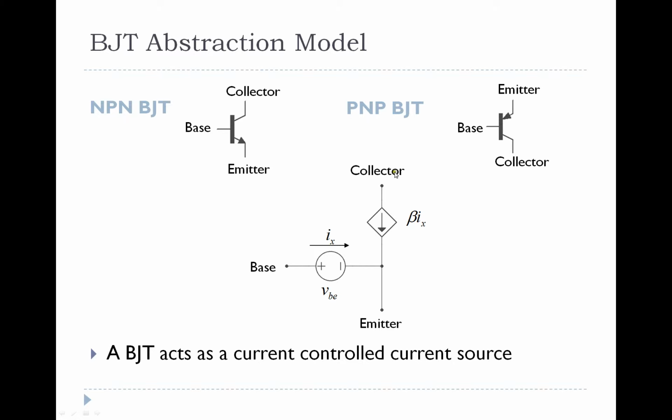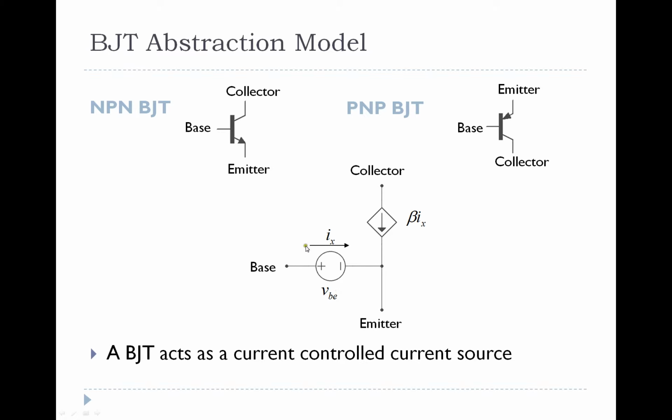Now, the way that we're going to create this abstraction model for a bipolar junction transistor is that we're going to model the connection between the collector and the emitter as being a dependent current source. And that dependent current source is going to depend upon how much current we can get through the built-in potential between the base and the emitter, which is a diode with some small built-in voltage potential, VBE.